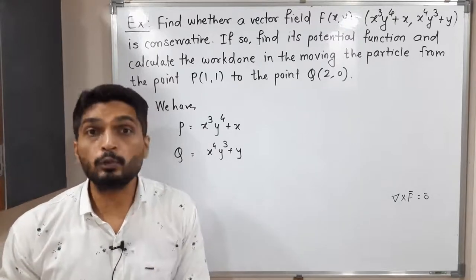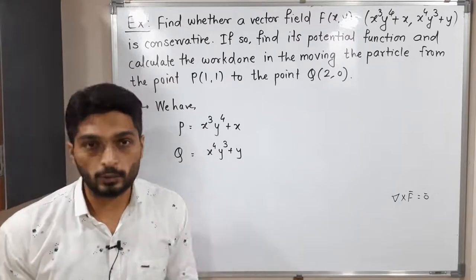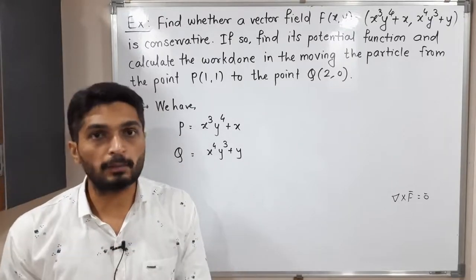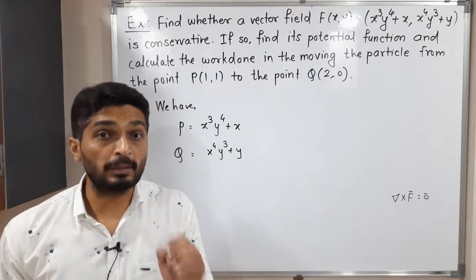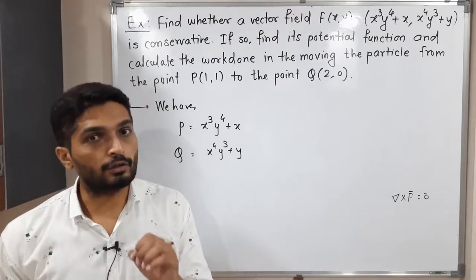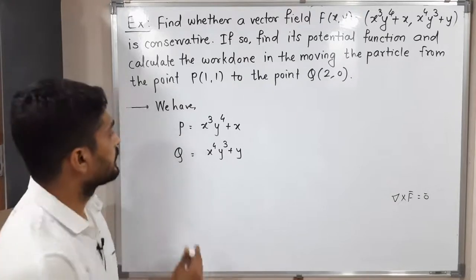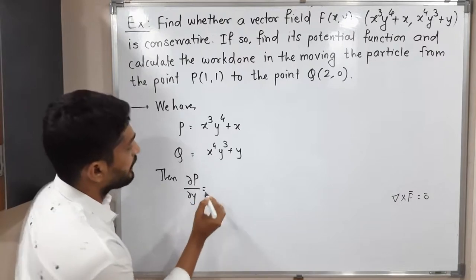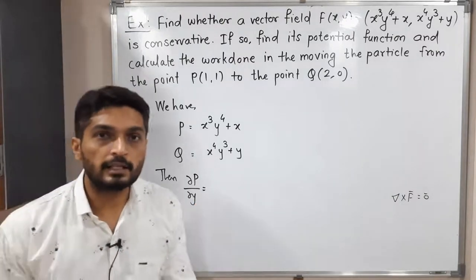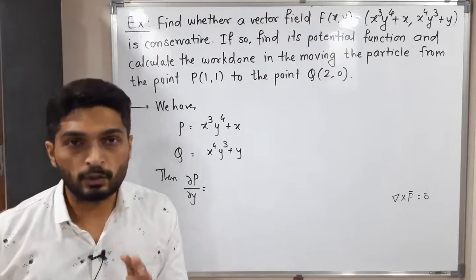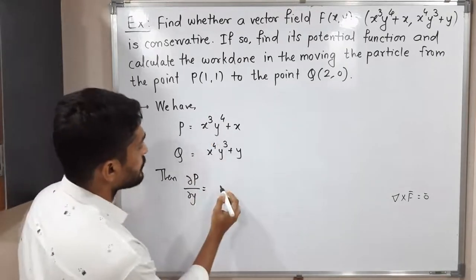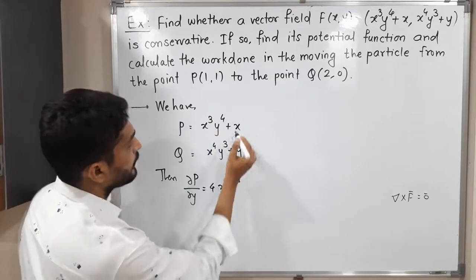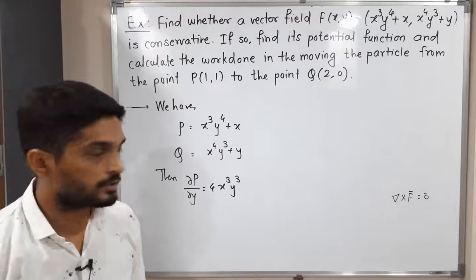But when it has only two components, that means function is from R2 to R2. So in that case, we find P and Q. P means first component, Q means second component. We will find partial derivative of P with respect to y and partial derivative of Q with respect to x. Let us find. So derivative of P with respect to y. When we find derivative with respect to y, we will consider x and all functions of x to be constant. So x cube is constant, right? Derivative of y raised to 4 is 4y cube. Derivative of x is 0 since we consider it constant, okay?